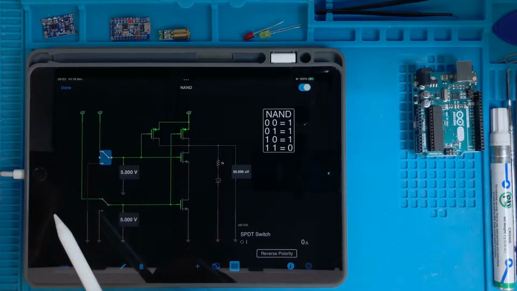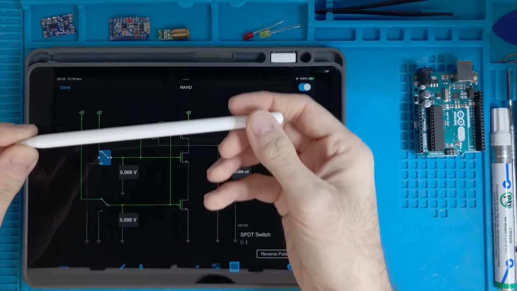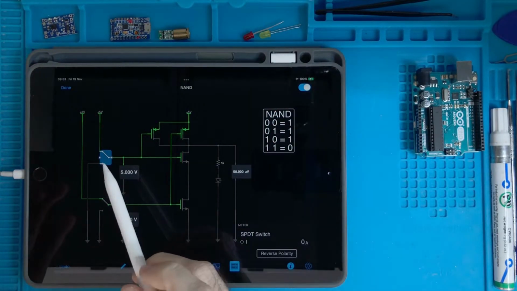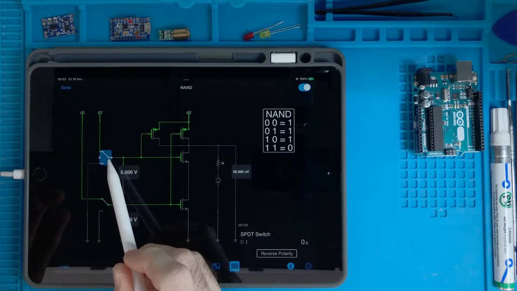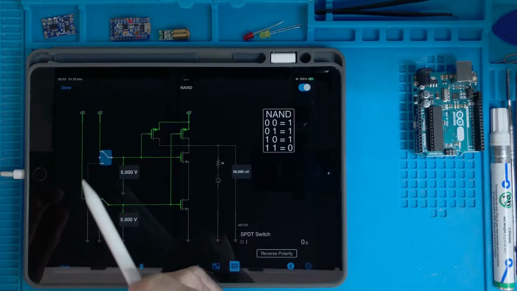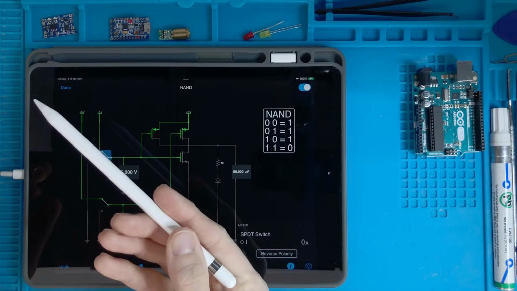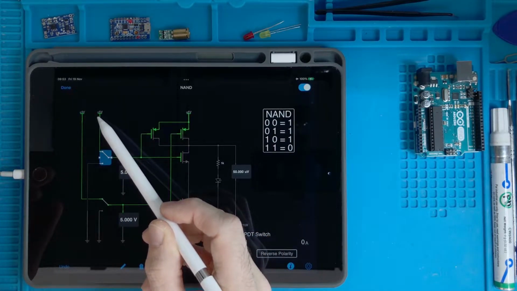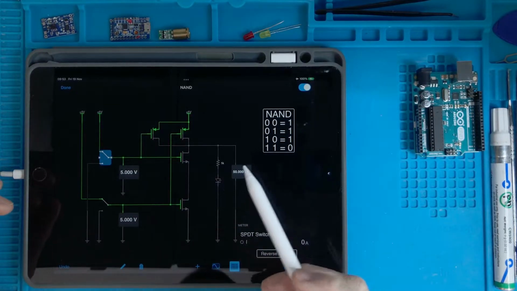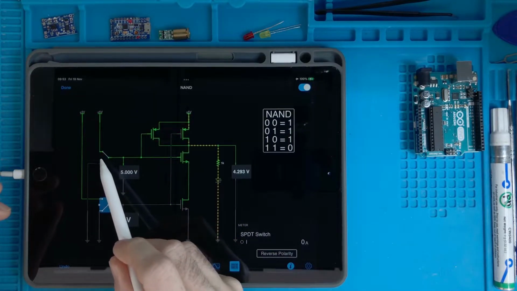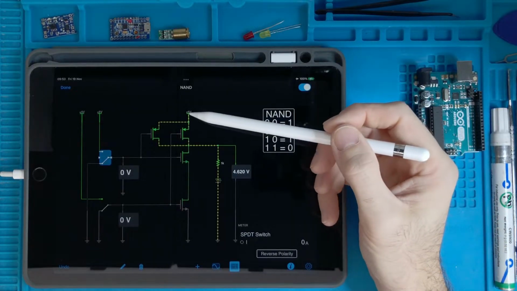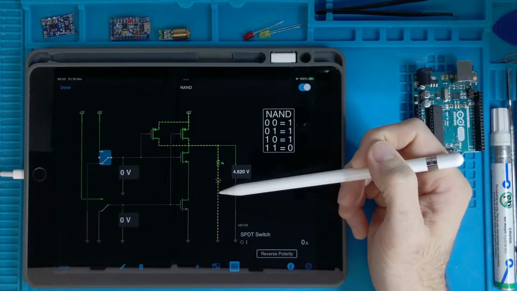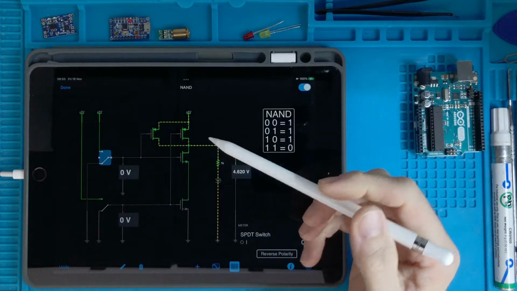I can switch it from 0 to 1. So the switch goes like this. If it's oriented this way, it connects this point to ground, so to 0. Or if it goes like this, it connects the same point to plus 5 volts, which represents our 1. So the moving dots are representing the electric current.